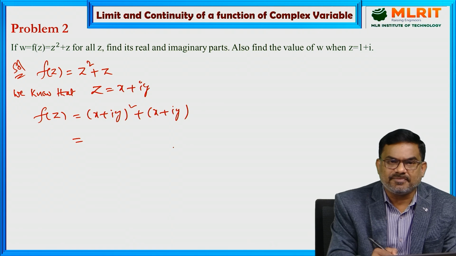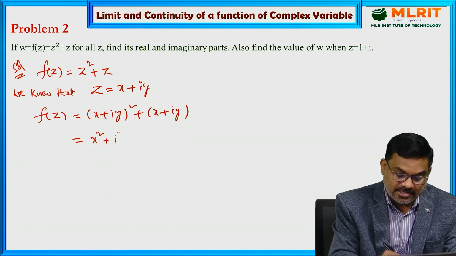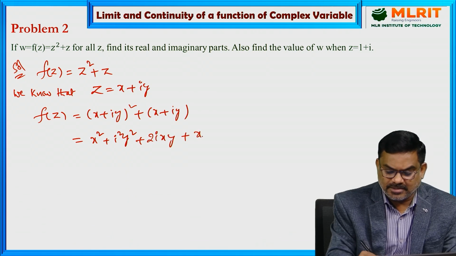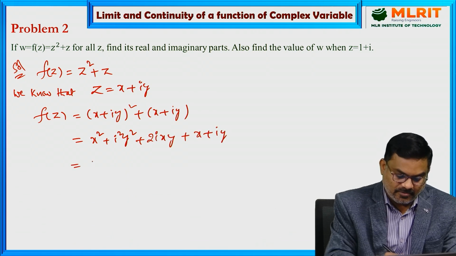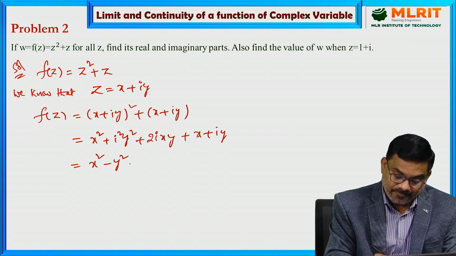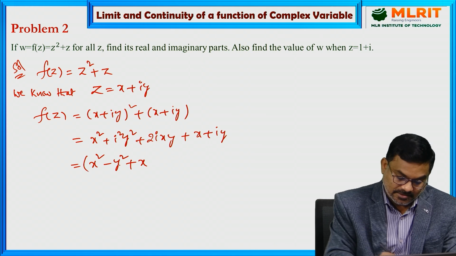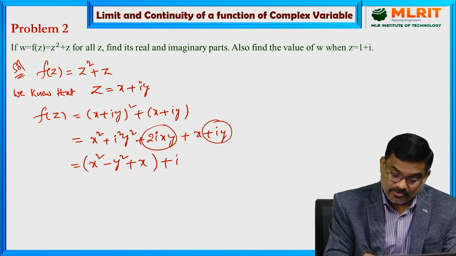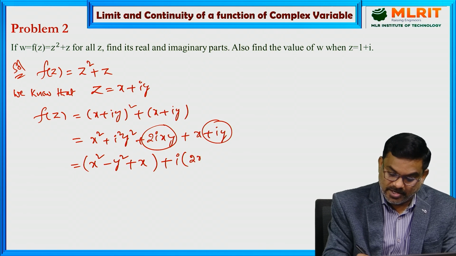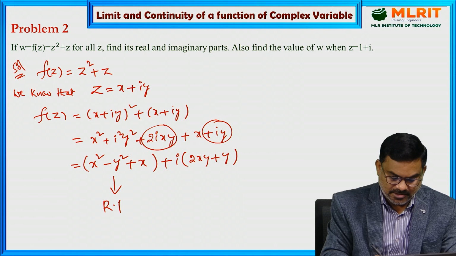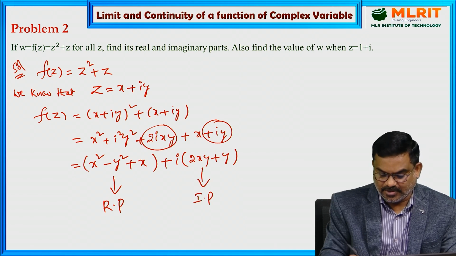Now simplify this function. So x square plus i square y square plus 2ixy plus x plus iy. So which is x square, i square equal to minus 1, so minus y square plus x plus, here we can take i common from these two, so i into (2xy plus y). So this is the real part and this is the imaginary part.